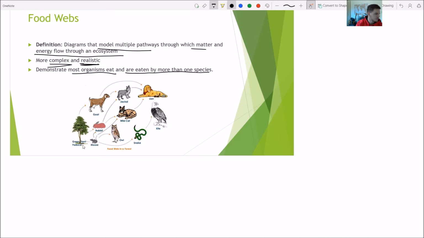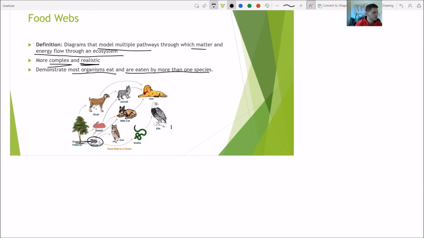So let's look at this. This tree here, I'm going to draw another little arrow in. This tree is eaten by a mouse, a rabbit, and a goat. That's 3 different organisms that eat that tree. So let's look just at this mouse. Okay, the mouse is eating the tree, and what is eating a mouse? So snakes eat a mouse, and kites eat a mouse. That's one food chain just for this mouse.